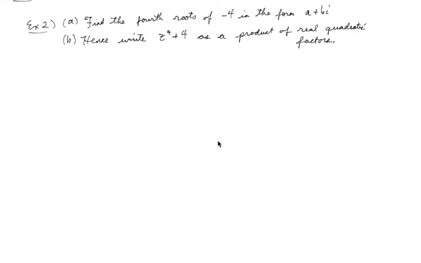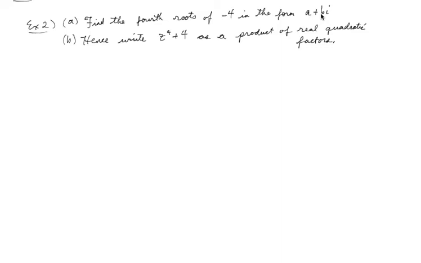Okay, example 2 says find the fourth roots of negative 4. So again, we have a real number, but this time it says find the fourth roots of negative 4 in the form a plus bi. So I need to get my roots into this form, whereas before I had them just as simple numbers. This time we'll probably have them as more complex numbers.